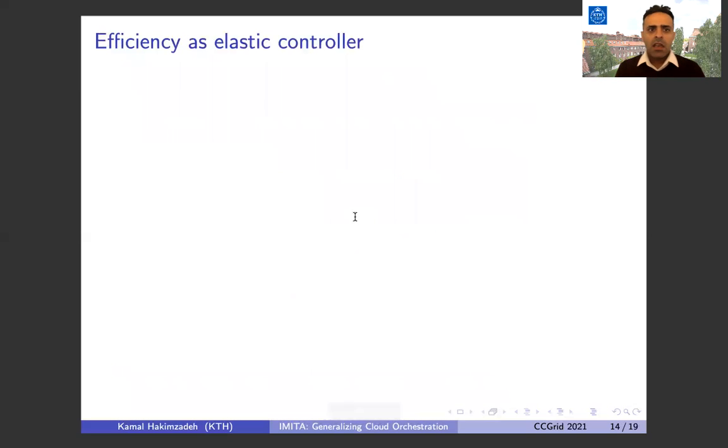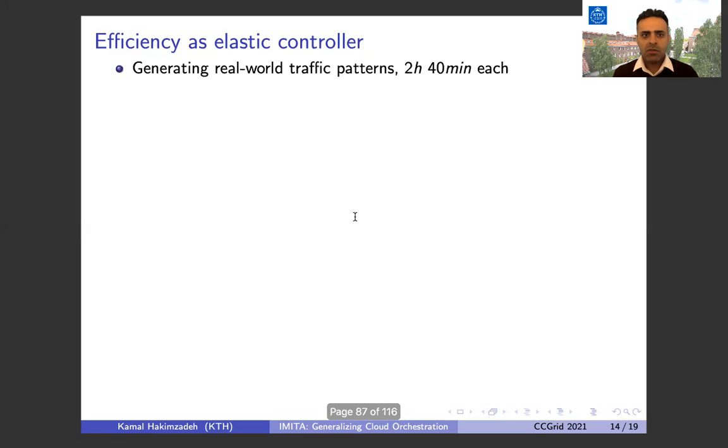boosting. And we also would like to see the efficiency as an elastic controller when we use IMITA as an elastic controller. We generate real-world traffic patterns for 2 hours and 40 minutes each. It's a read and update mix of workload on 5 core containers. And this type of container is not used in the training, so this is a new setting that we're going to test it for.